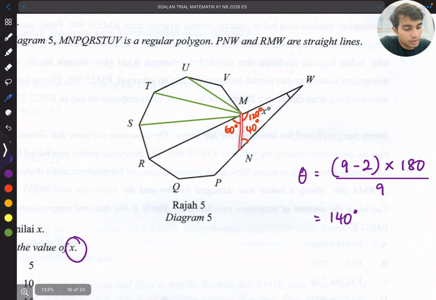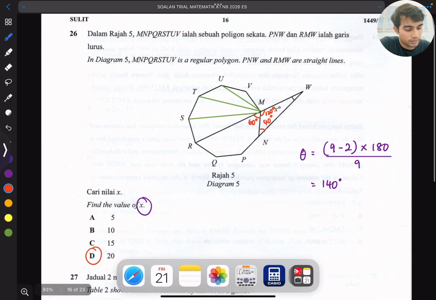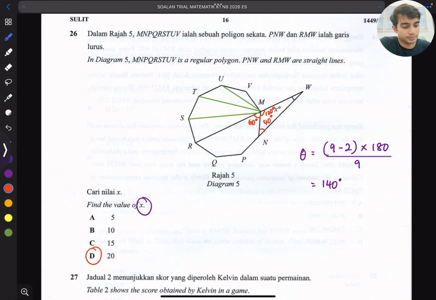So this triangle, we know the total interior angle is 180. So 180 minus this, we'll get this. So these two are 160, 180 minus 160 is 20. Okay, you can double check: 180 minus 120 minus 40. Done. That's it.